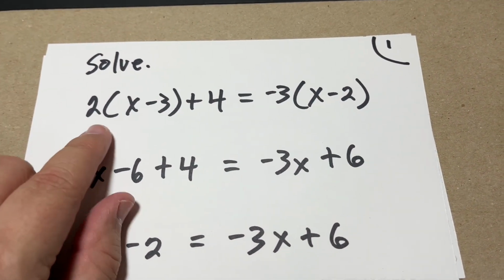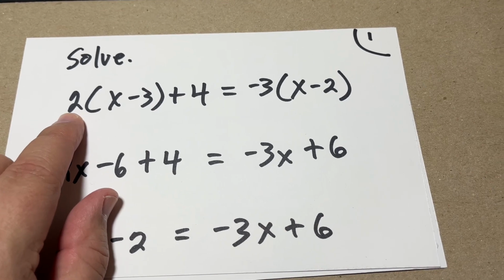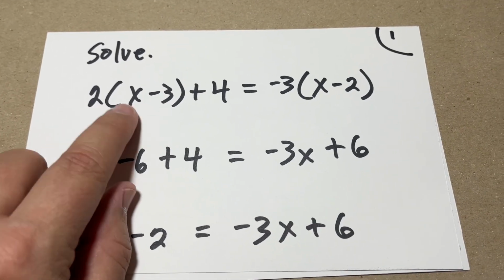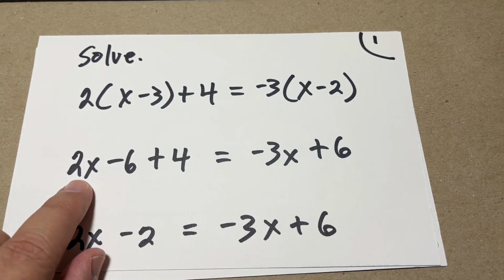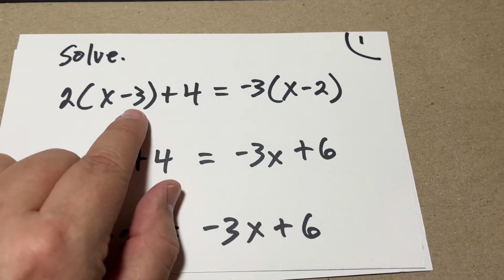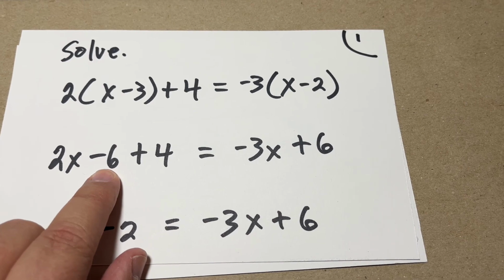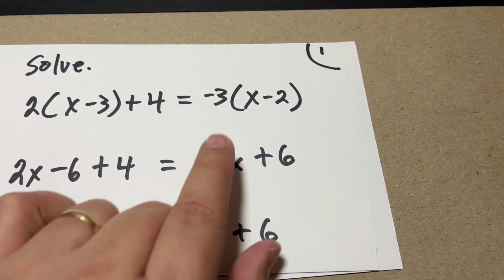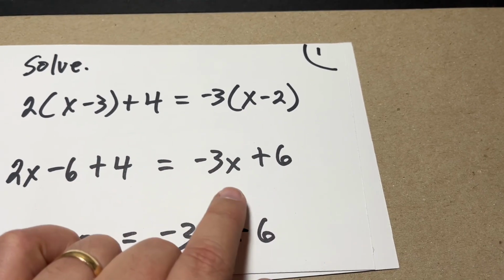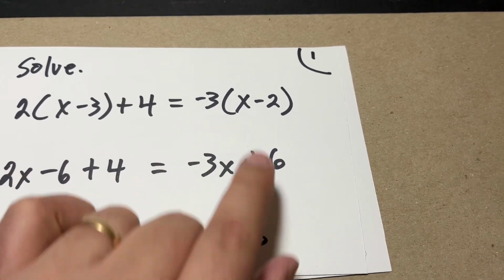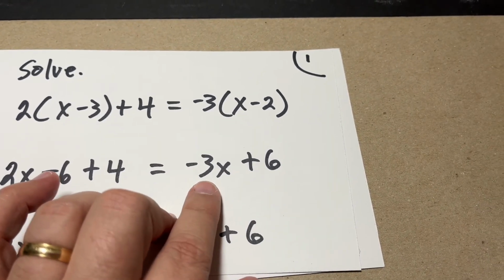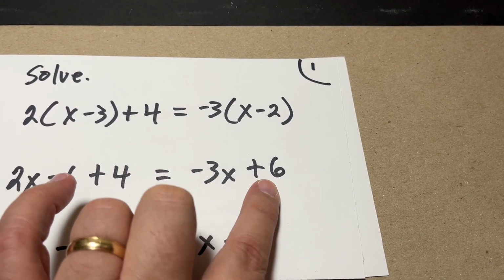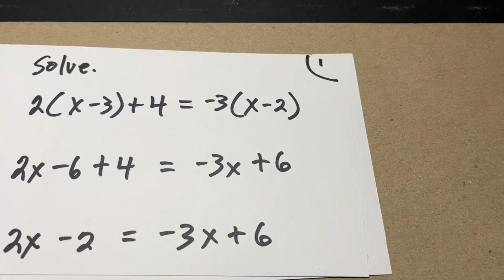And so the first thing we're going to do is distribute this 2 because it's on the outside of a set of parentheses. So 2 times x is 2x, and 2 times -3 is -6. This plus 4 is just going to be carried down. And then we're going to distribute the -3 over there like that. So -3 times x is -3x, and -3 times -2 is +6. So that's the first step.